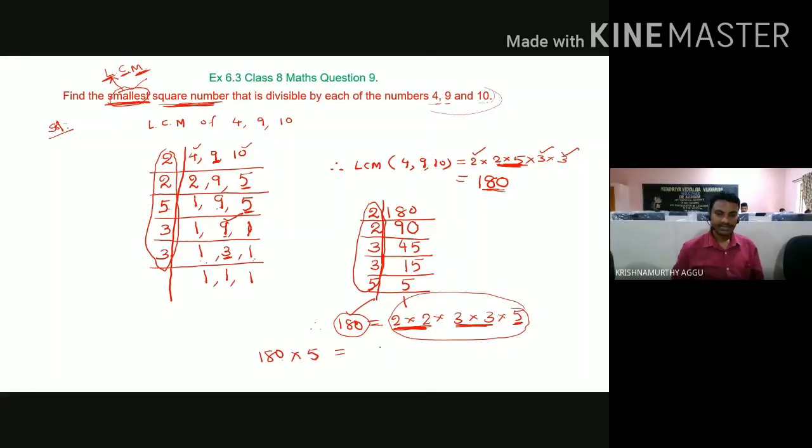That is 900. Now this 900 is a perfect square number, and moreover it is the smallest square number which is divisible by each of the numbers 4, 9 and 10. You observe here, 900 is divisible by 4. The same 900 is divisible by 9. The same 900 is divisible by 10.